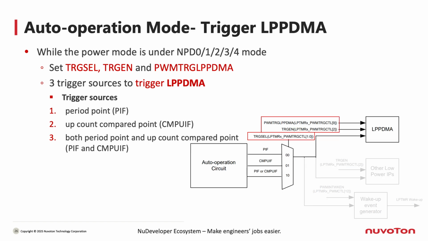This slide is similar to the previous one, but when triggering the low-power PDMA, in addition to setting TRGEN and TRGSEL, you also need to set PWMTRGLPPDMA as 1. The rest of the configuration is the same as before. This ensures that the low-power timer PWM can properly trigger the PDMA in low-power modes.